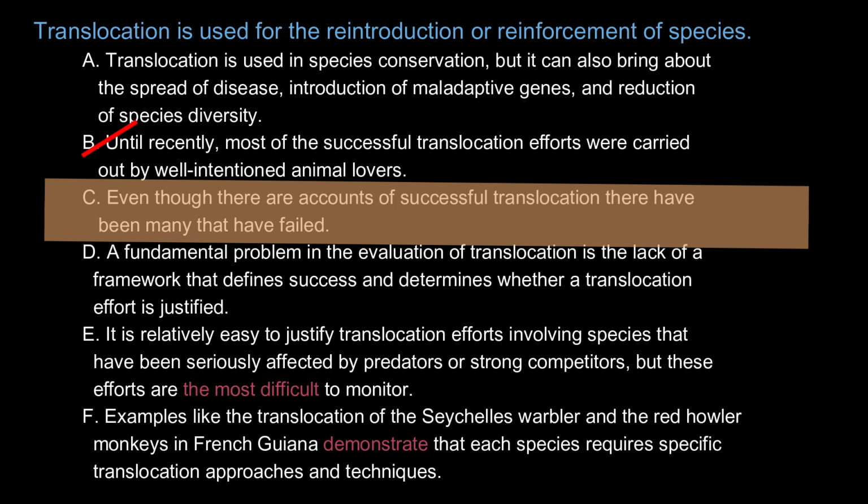C. Even though there are accounts of successful translocation, there have been many that have failed. This option provides a balanced perspective by acknowledging both successes and failures in translocation efforts. It supports the introductory sentence by indicating that while translocation is used for reintroduction and reinforcement, it is not always successful. So C is a good choice.